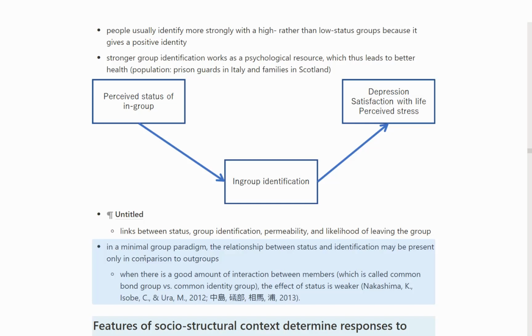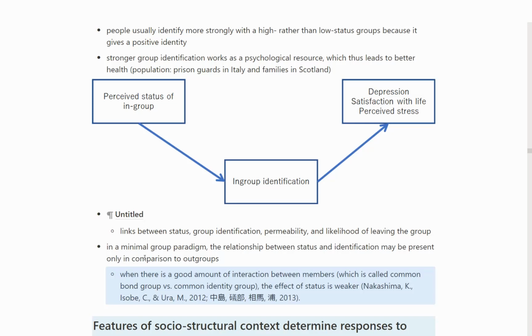So in a minimal group paradigm, they cannot see how good their group is, like how high the status of their group is. So the effect of perceived status of the in-group may be present only in comparison to other groups. Also, several studies have examined the impacts of interaction between members in the minimal group paradigm. Usually in the minimal group paradigm, participants do not have any interactions between members. But there are several studies that also introduce member interaction.